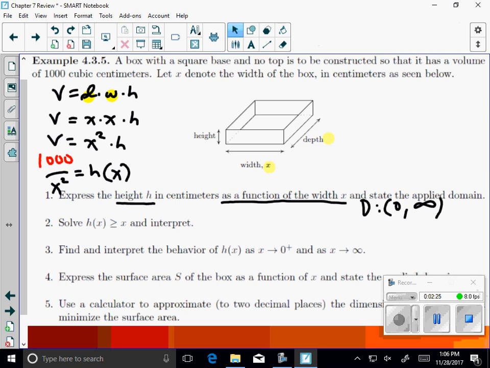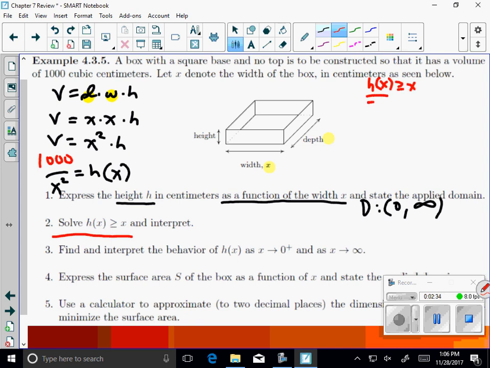Part 2. It says solve h of x greater than or equal to x. Okay, so if h of x is greater than or equal to x, what is h of x equal? Well, that's 1,000 over x squared. I want to know where that's greater than or equal to x. Ideas of what we should do there? Guess and check. Oh, you children, you. You guessed and checked, you child. What I'm going to do is multiply by x squared on both sides, Luca, you bad kid. Okay, so that's going to cancel this and this. So I'll get 1,000 is greater than or equal to x to the third.